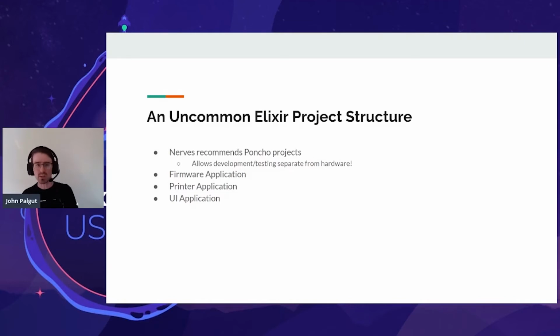If you've never written a Nerves application before, one of the things that they recommend you do is structuring your project in what they call a poncho project. Essentially a poncho project is a bunch of standalone Elixir applications in a single directory. And then there's a firmware application that is your Nerves application. It pulls those other applications in as dependencies and starts them up and bootstraps the hardware and gets you going.